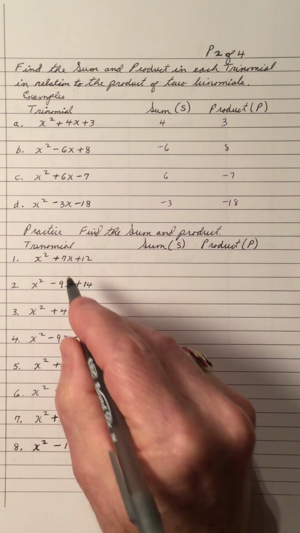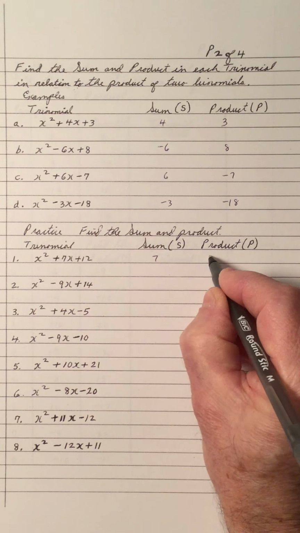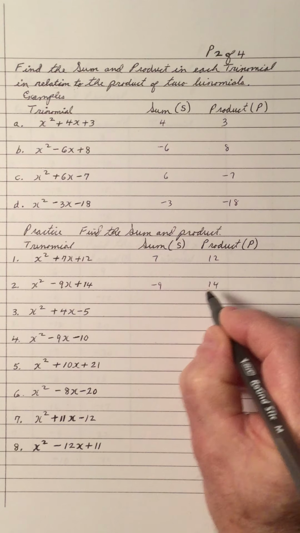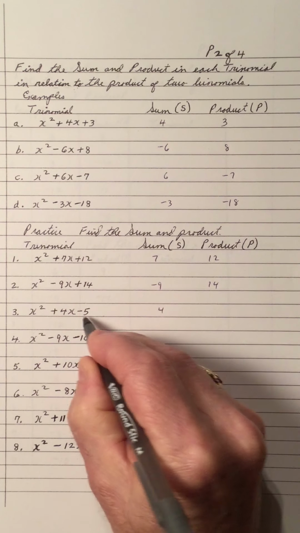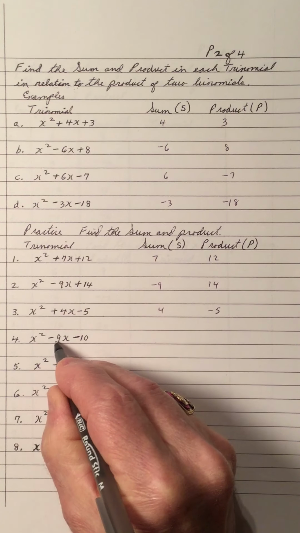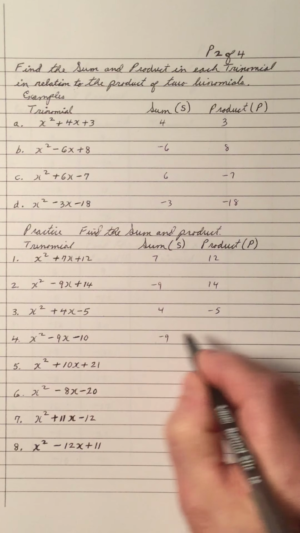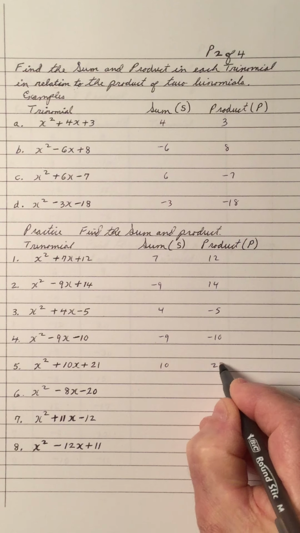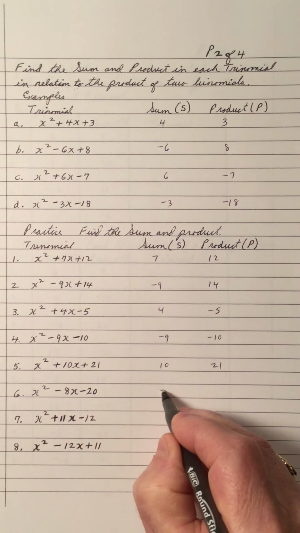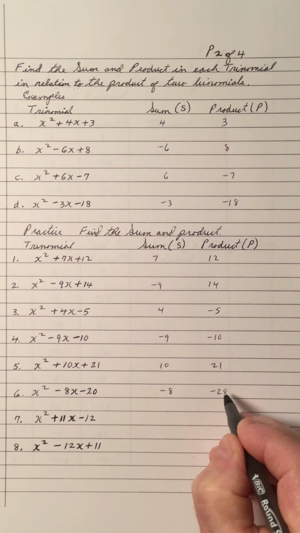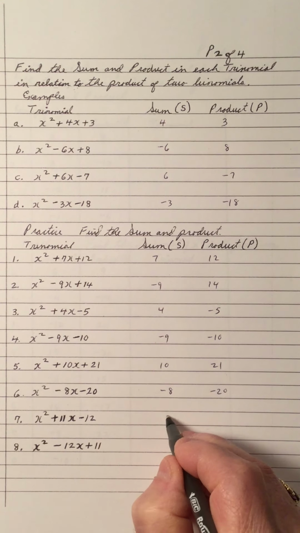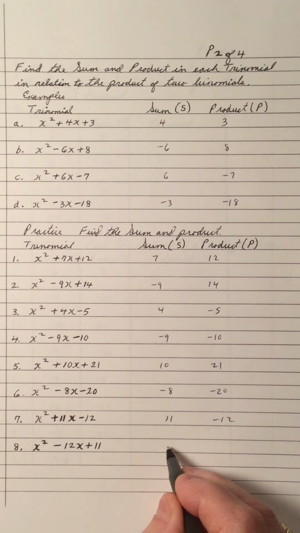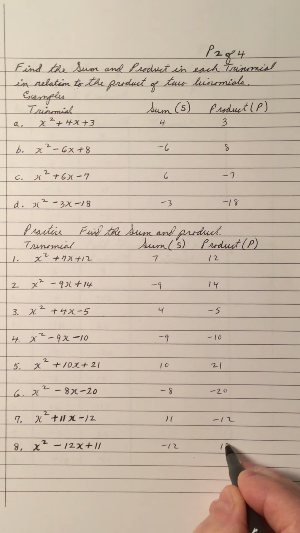And the sum is 7, product 12. Sum -9, product 14. Sum 4, product -5. Sum -9, product -10. Sum 10, product 21. Sum -8, product -20. And sum is 11, product -12. Sum -12, product 11. You say, well, that's pretty good.